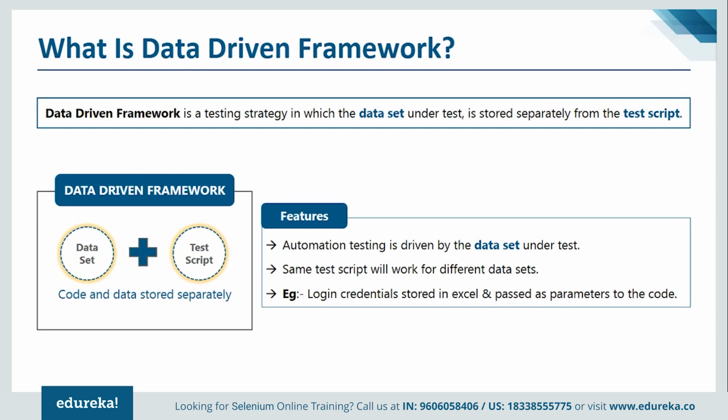Okay, so to be more precise, the data-driven framework is a testing strategy in which the data set under test is stored separately from the test script. So as you can see from the image on your screen over here, the Selenium test code is independent of the data set, or rather let me put it this way: the Selenium test code is independent of whatever is being tested. So what this means is that if my test case is about checking the login access to any website, then I can store the credentials separately and have the Selenium code stored separately.